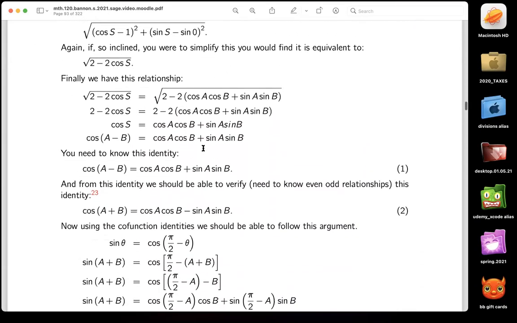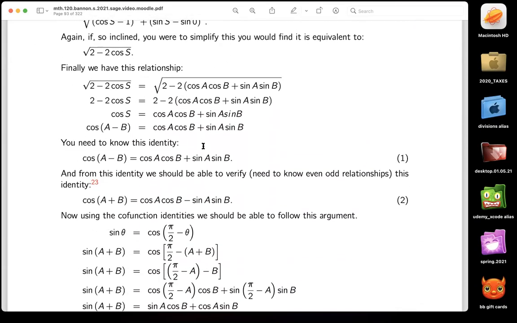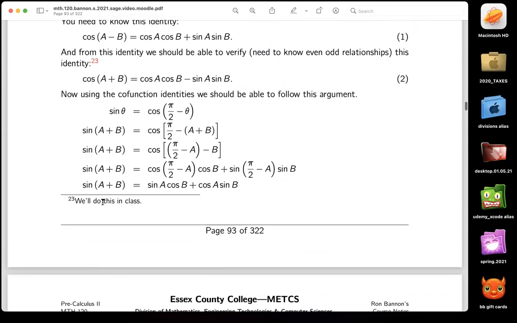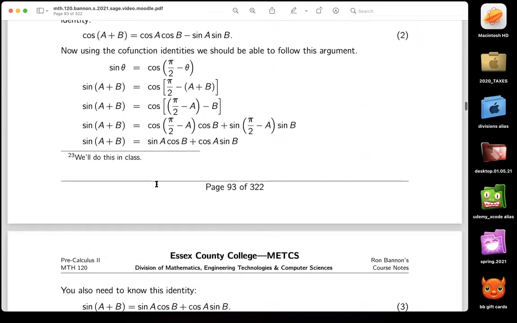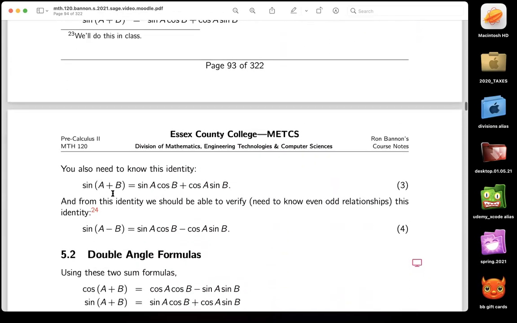Here's the deal, though. You're going to need to know 4 formulas at a minimum. Number 1, the cosine of a difference. Number 2, the cosine of a sum. You're also going to need to know the sine of a sum and the sine of a difference. So there's 4, and they're numbered for you: 1, 2, 3, 4. We're going to derive all 4 of those at the whiteboard. It's going to be tough for a lot of students, nightmarish. These 4 need to be known to do the problem set.